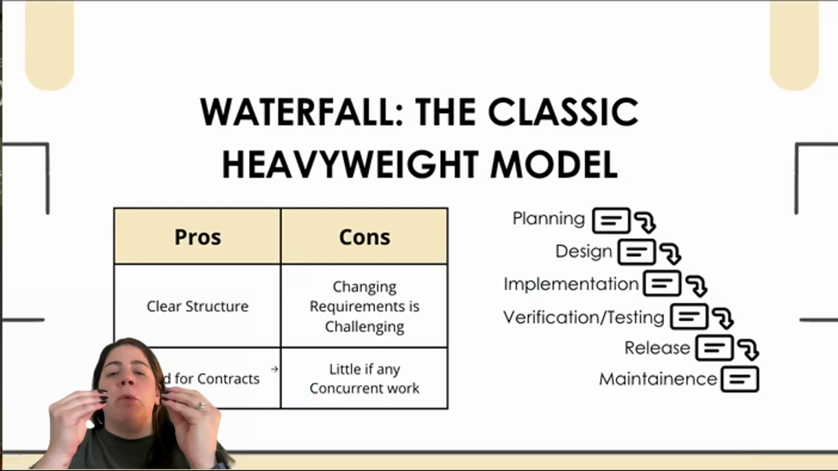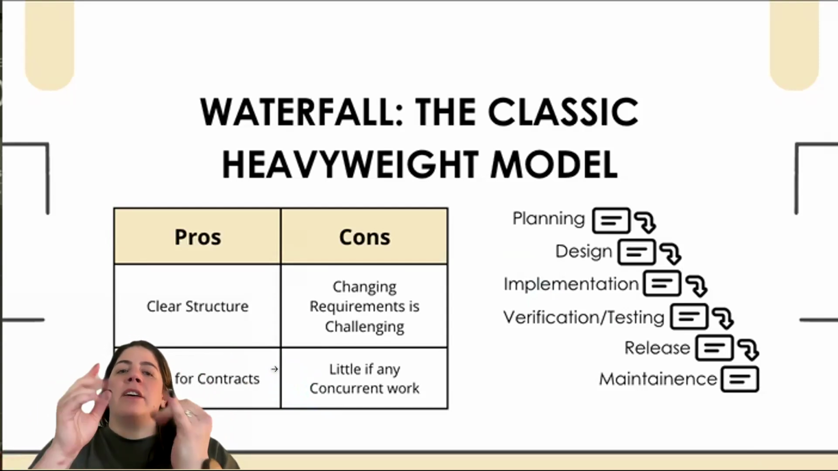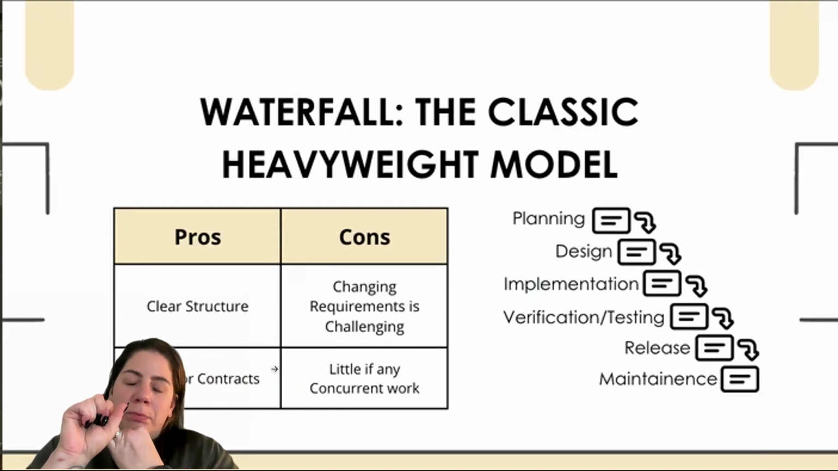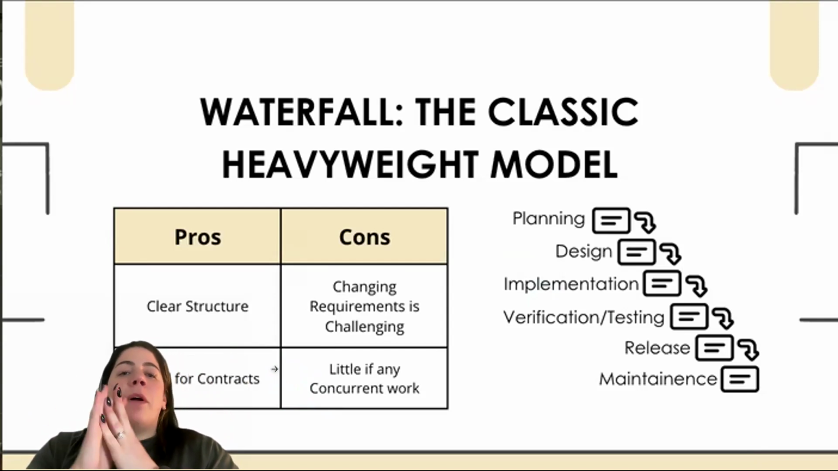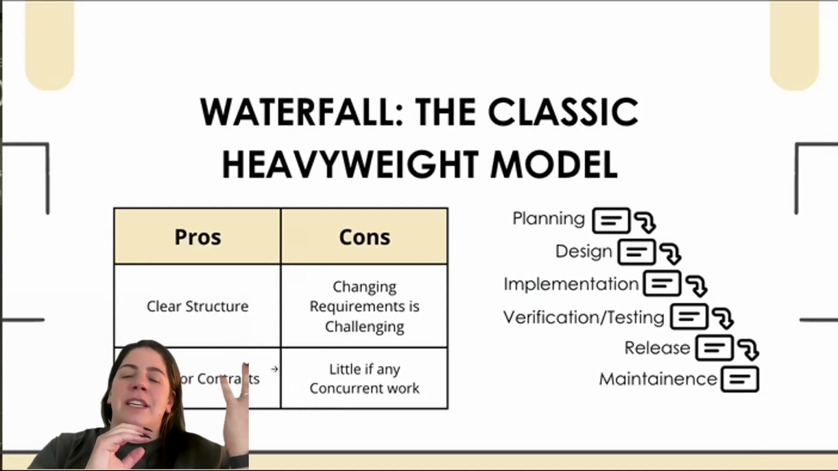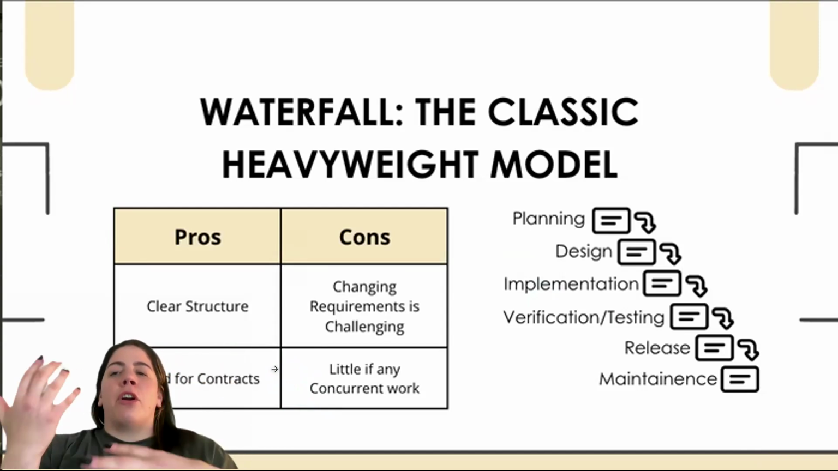Now, we can also see that very little work can be done concurrently. That means that we don't really need a developer team until the design has been approved and all the planning has been done. And then once those two things are done, we don't need those teams anymore. So we don't really have this concurrent workflow.